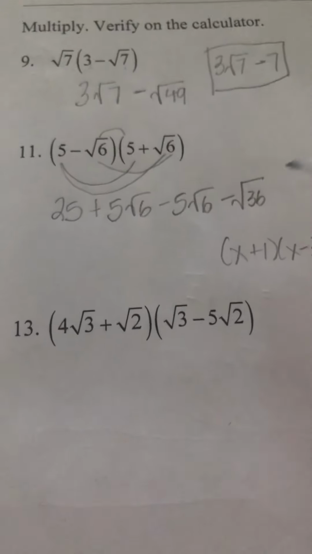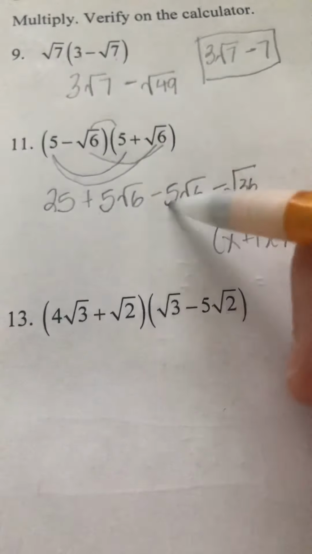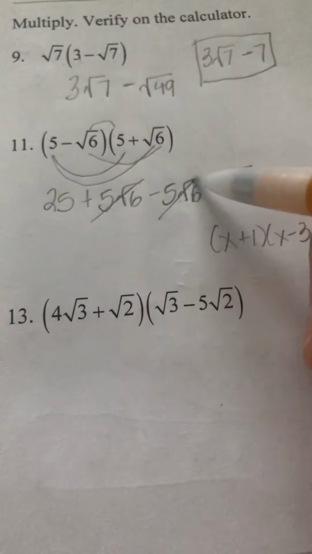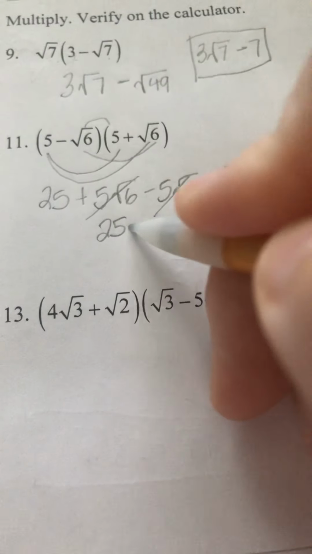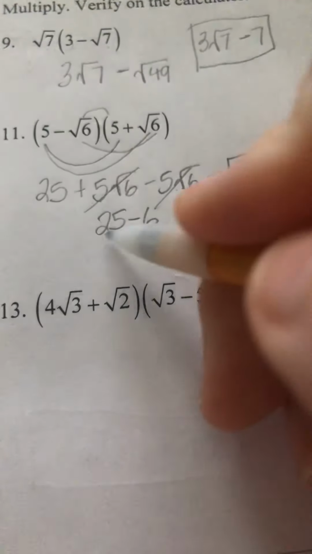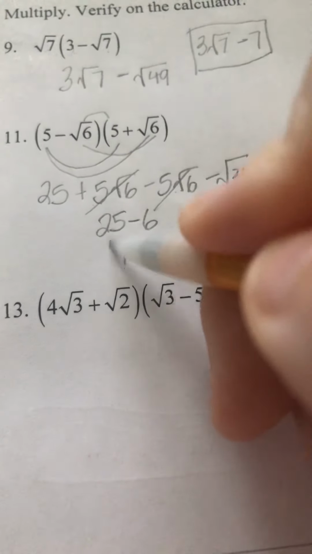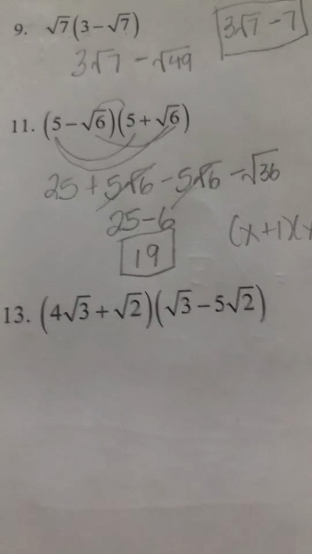All right, so let's see. Simplify. These will actually cancel each other out because they're plus and minus the same term. And this is 6. So it's 25 minus 6. It's the square root of 36, and that's 6. So the answer here, 19. And if you want, you could verify that on the calculator.